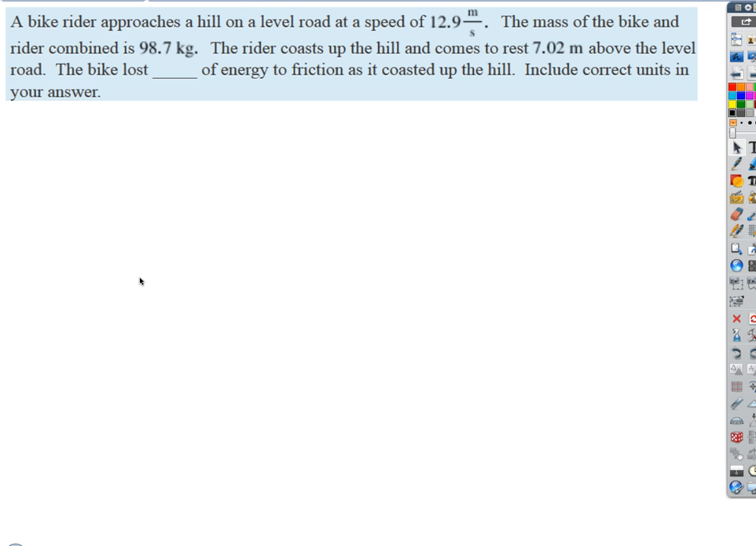So what about this one then? A bike rider approaches a hill on level ground at a speed of 12.9 meters per second. The mass of the bike and rider combined is 98.7 kilograms. The rider coasts up the hill and comes to rest 7.02 meters above the level of the road. So we want to know how much energy the bike lost to friction as it coasted up the hill. Okay, we could do this one now. When he's coasting up the hill, what are the forces acting on the bike?